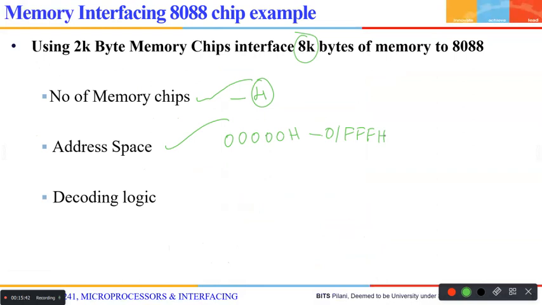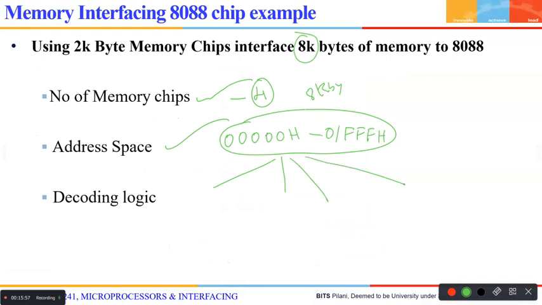Now, this is the address range for what? 8 KB. But is 8 KB memory available? No. So you are dividing this 8 KB into how many memories? 4 memory chips. Each one is 2 KB. Can you tell me the address map of this? It is called the memory map. Anyway, this is starting from 0000.